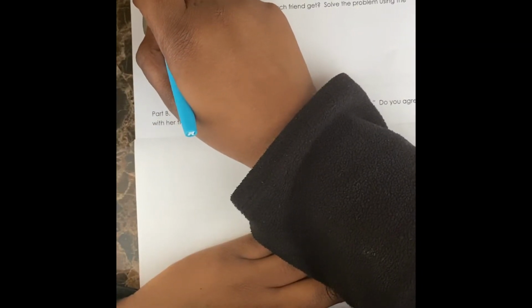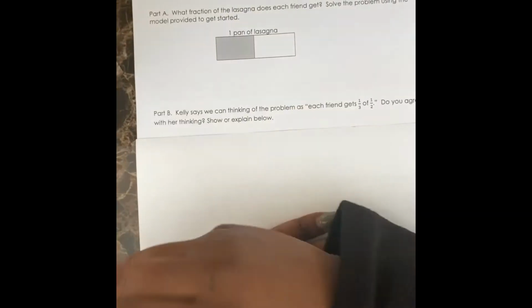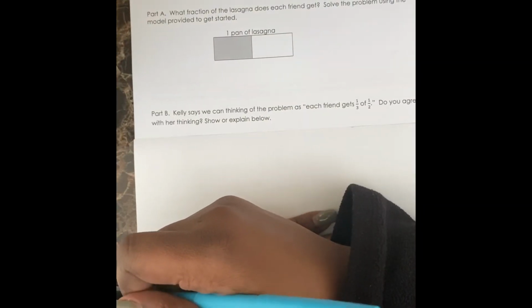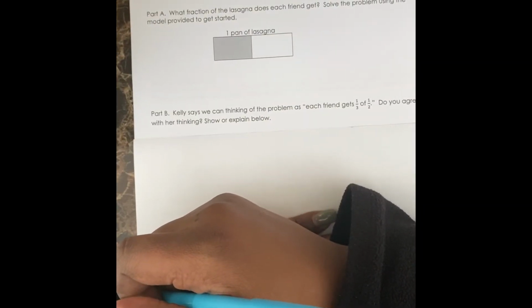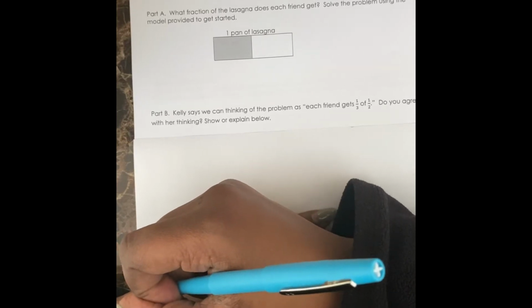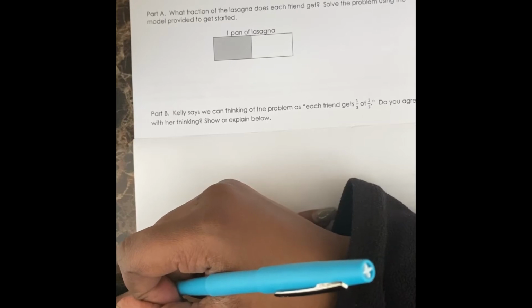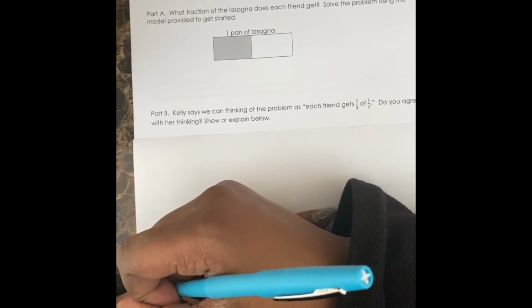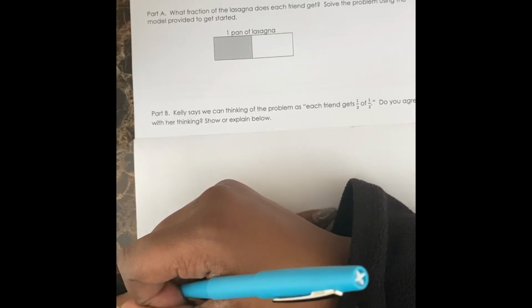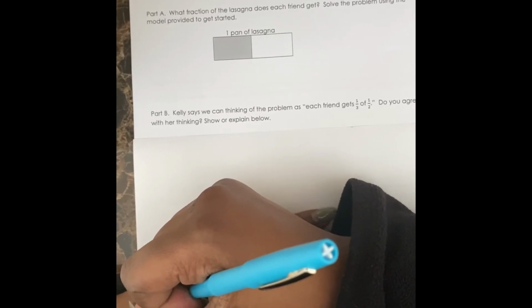Today we're going to be talking about Unit 9, Lesson 2. Our aim for today is students will be able to divide a unit fraction by a whole number by drawing a visual model. Our think about it says, 3 friends are sharing half pan of leftover lasagna, pictured below in part A. This could be represented by the equation below. Half divided by 3 equals question mark.